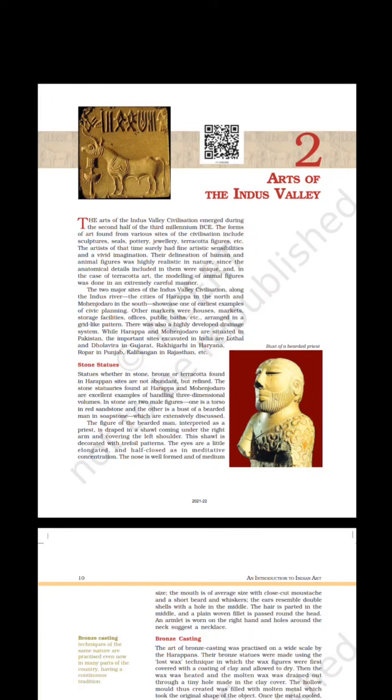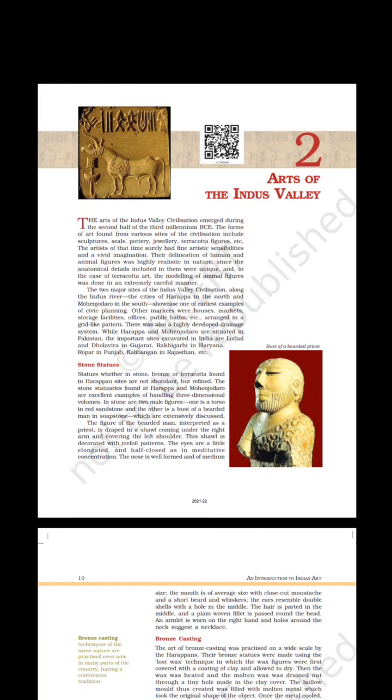The stone statuaries found at Harappa and Mohenjo-daro are excellent examples of handling three-dimensional volumes. In stone are two main figures. One is a torso in red sandstone and the other is a bust of a bearded man in soapstone, which are extensively discussed. The figure of the bearded man, interpreted as a priest, is draped in a shawl coming under the right arm and covering the left shoulder. The shawl is decorated with trefoil patterns.